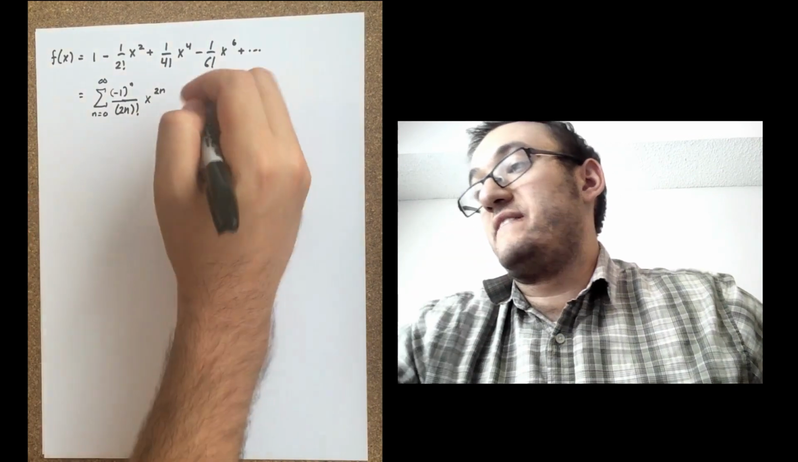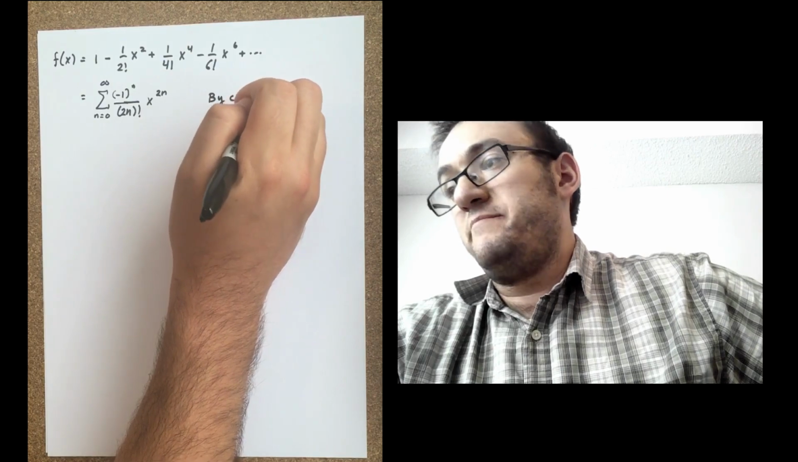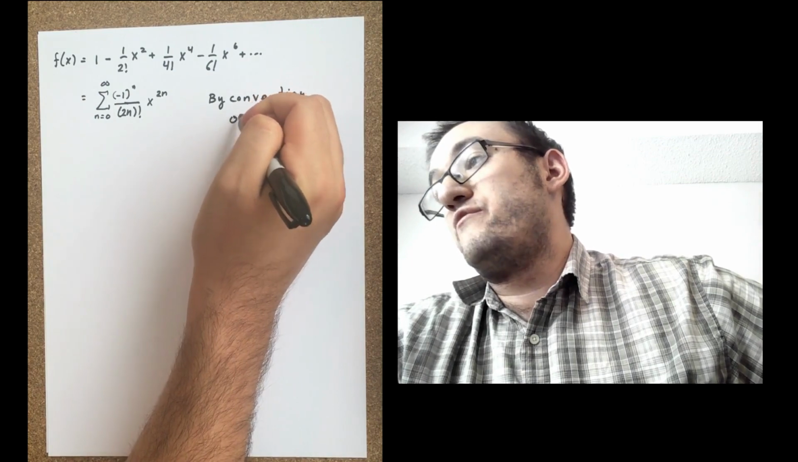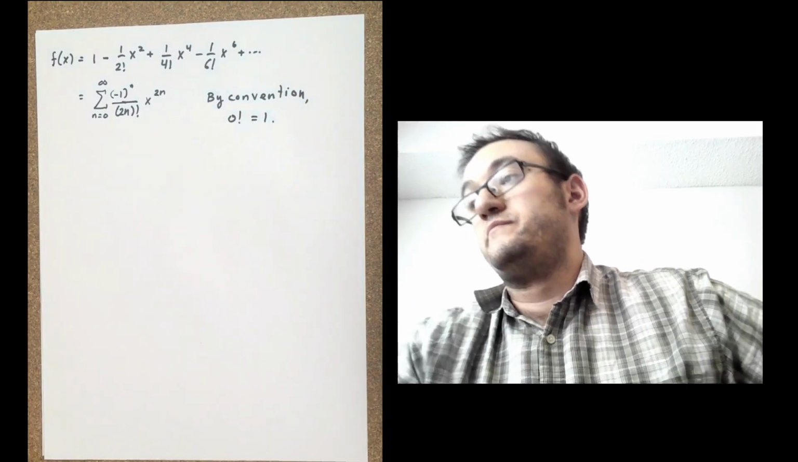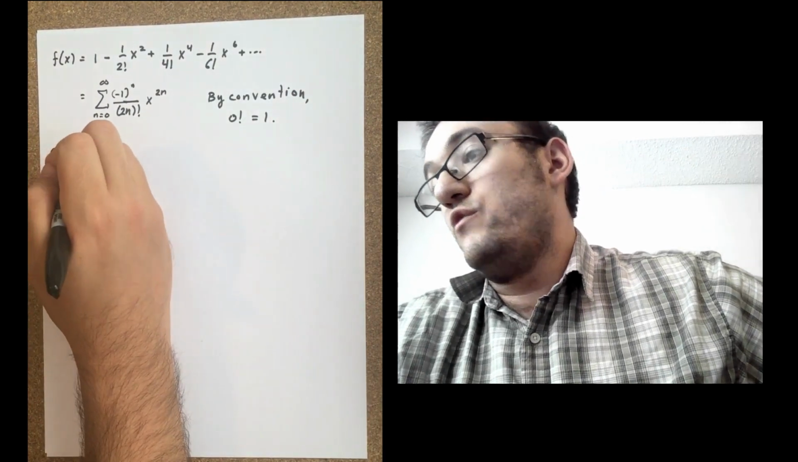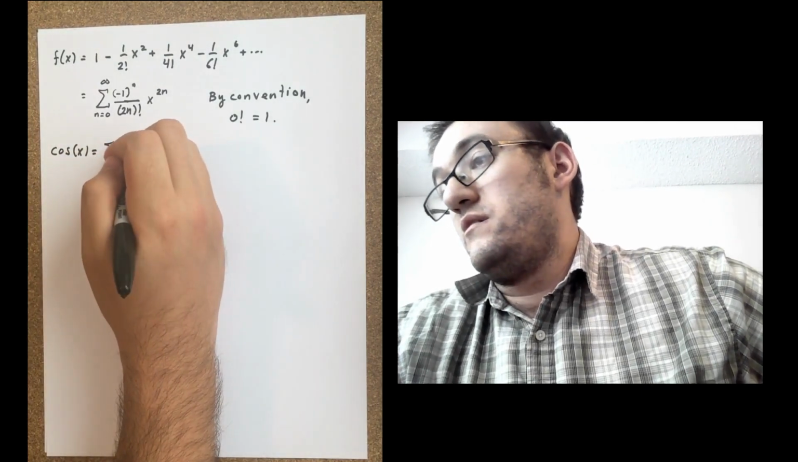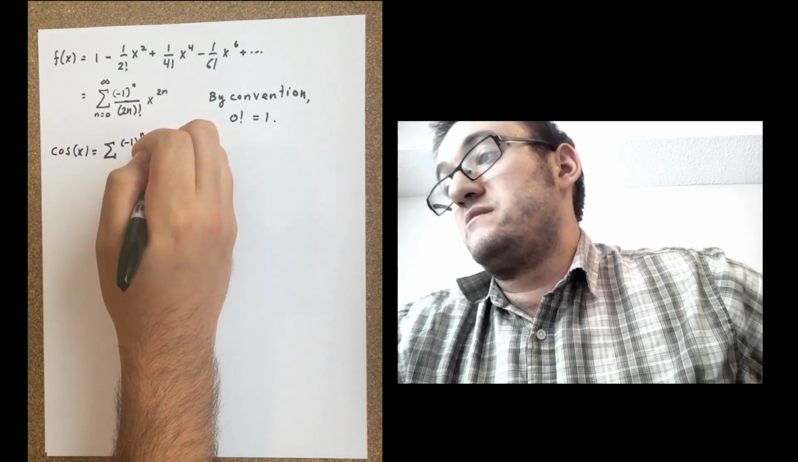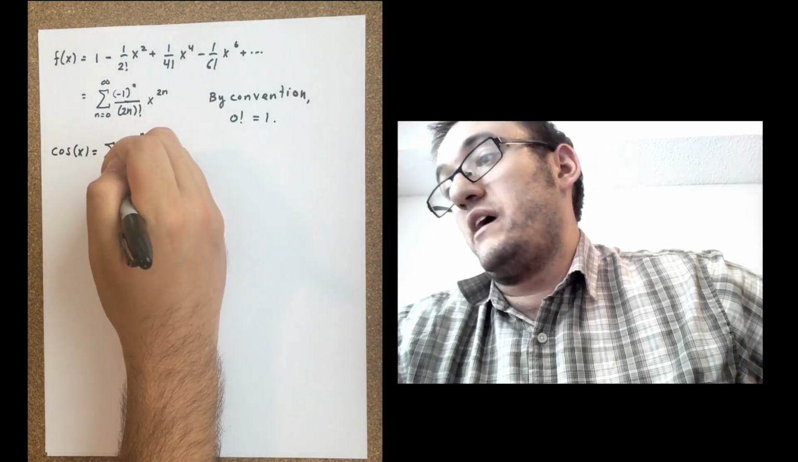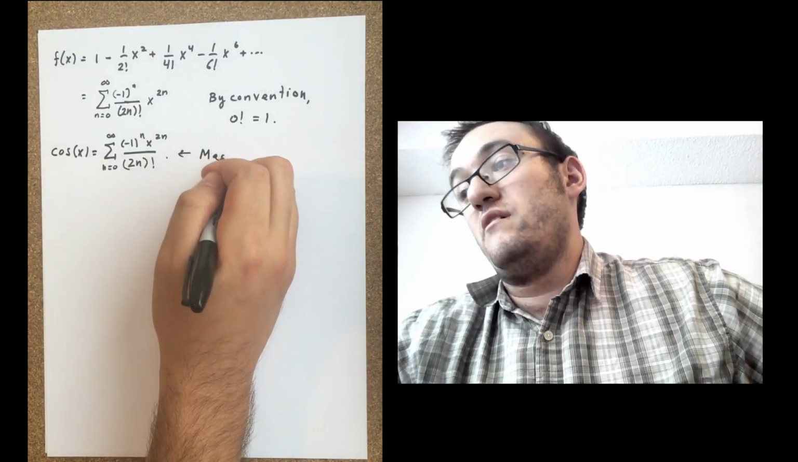And one thing that's important to note here is that by convention, and for many very good reasons, 0 factorial is equal to 1. But what this tells us is that cosine of x is equal to the sum of minus 1 to the n, x to the 2n, divided by 2n factorial, where n equals 0 to infinity. This is the Maclaurin series for cosine.